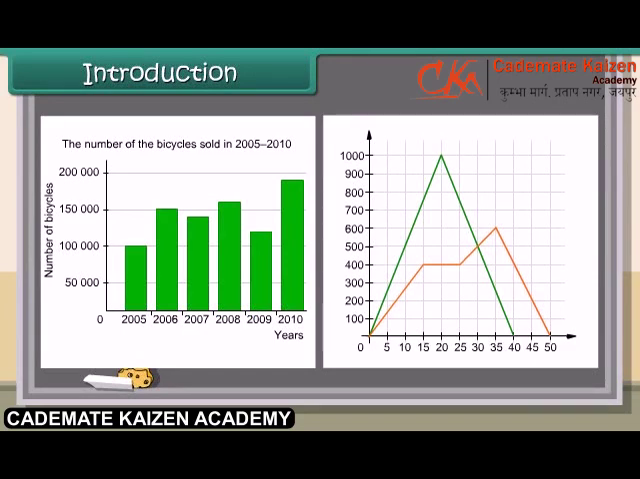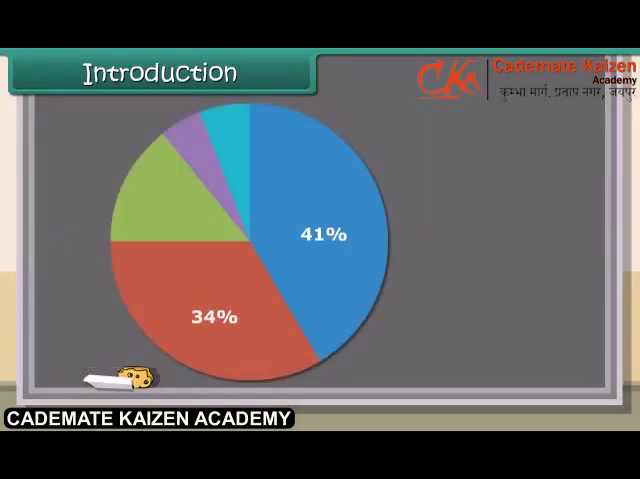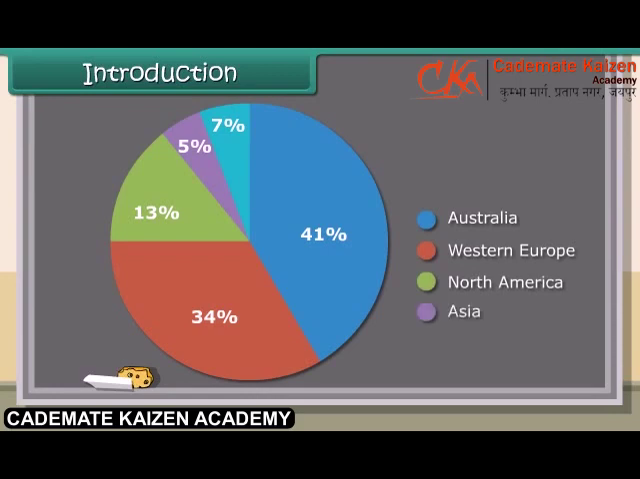News channels and magazines use graphs to give a better understanding of the article. Graphs provide a catchy and simple way. Here is a pie chart that clearly compares the sales of a magazine in various countries in the world. Thus, graphs play a very important role in our lives.